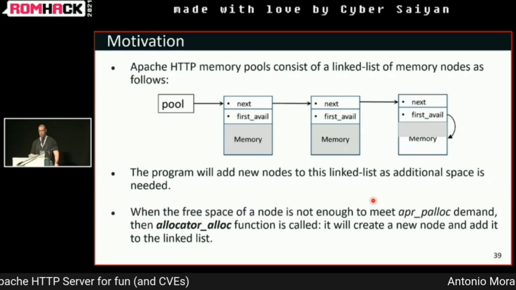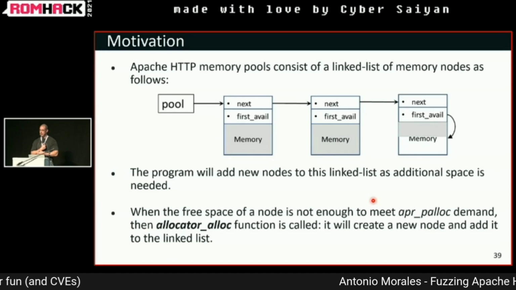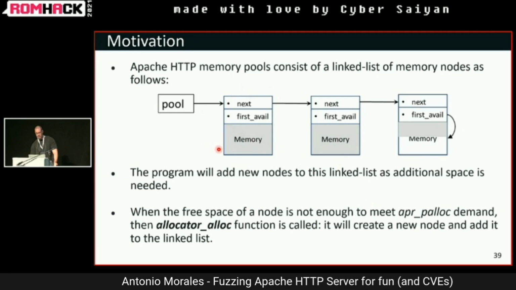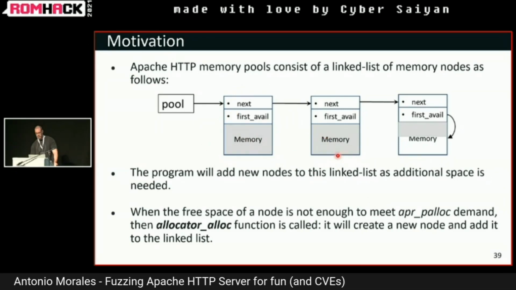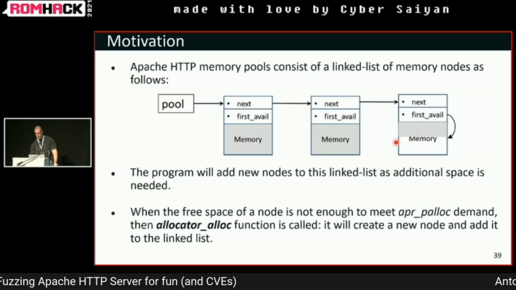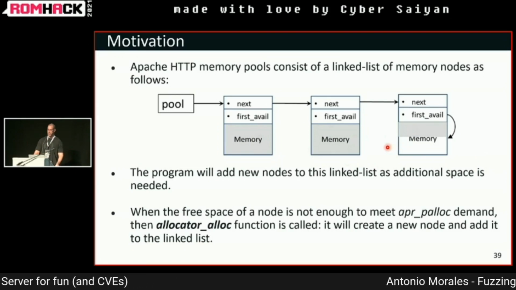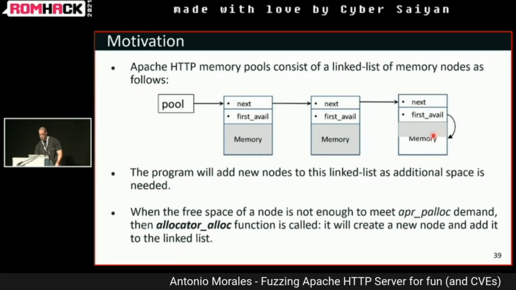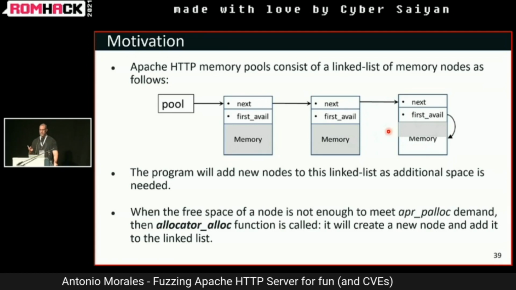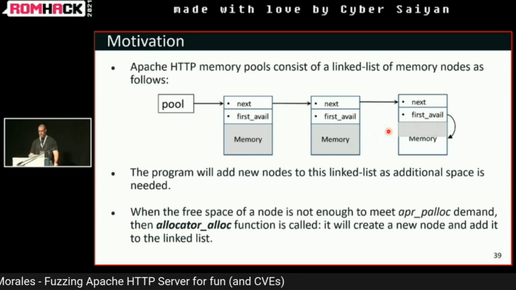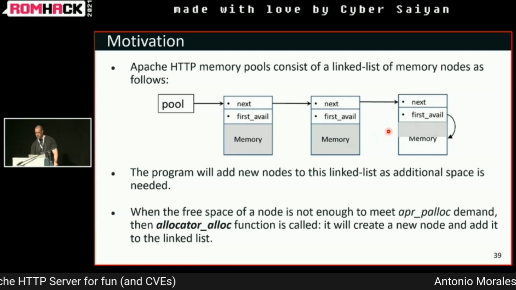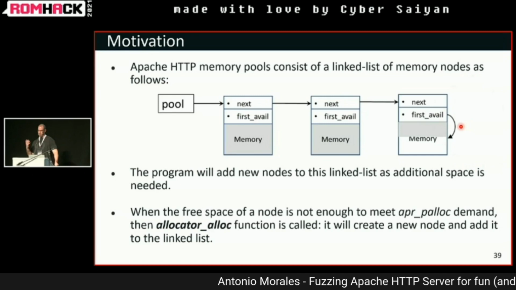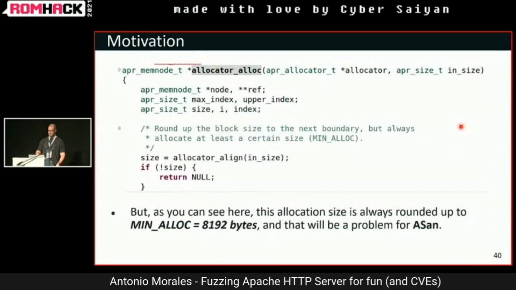The Apache memory pool consists of a linked list of memory nodes. Each node has a fixed size of memory available. You can see here the memory of each node. And as you can see also in this picture, the third node has some free space available. Then, when more space is needed, the program will add a new node just at the end of the list. So if we don't have memory, obviously we need to add a new node to the linked list.